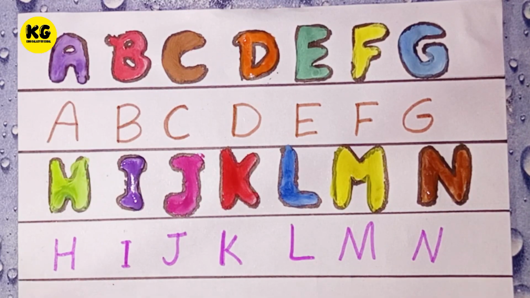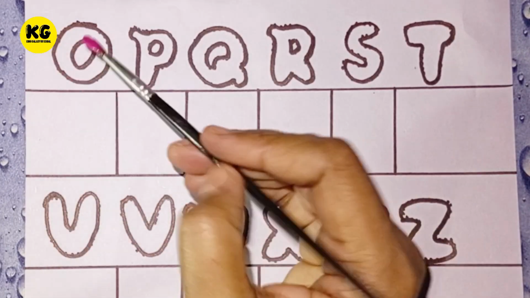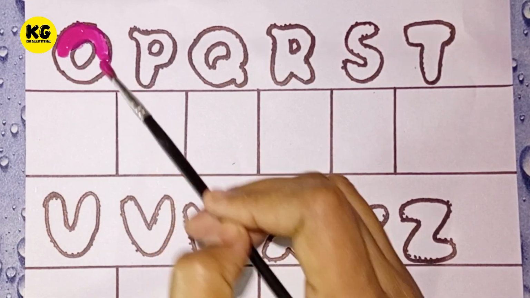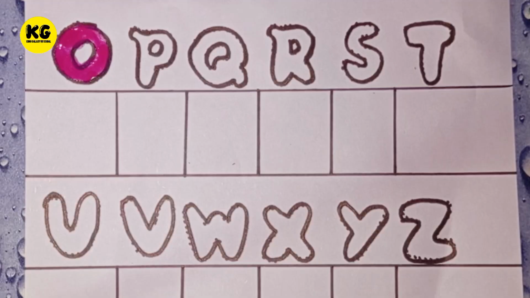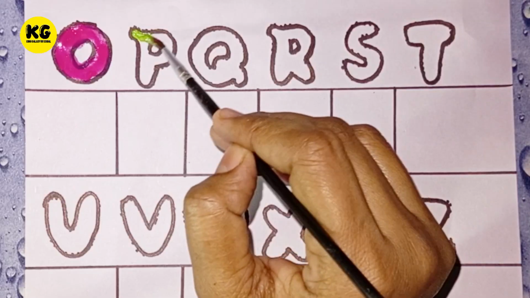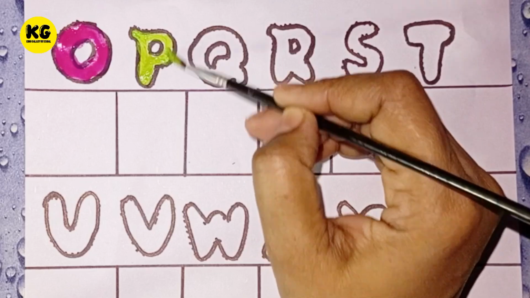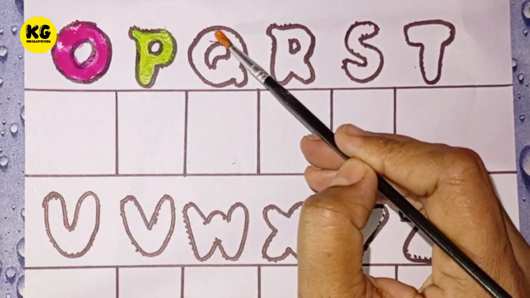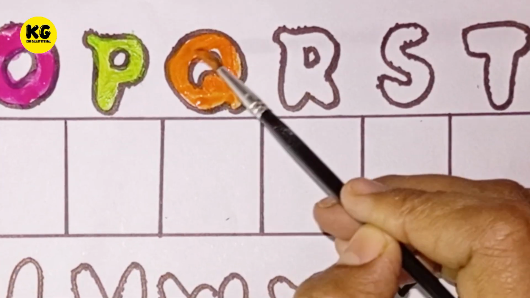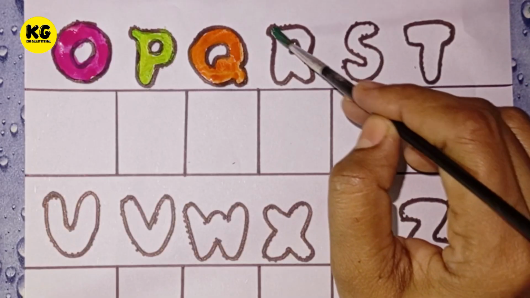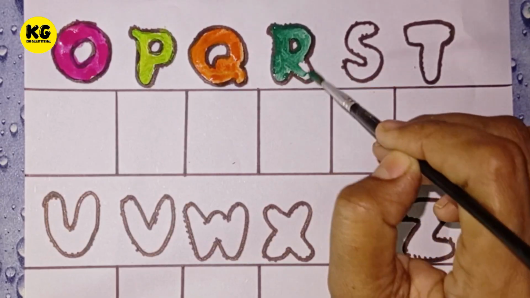K, L, M, N. O. O for orange. P. P for peacock. Q. Q for coin. R. R for rabbit.